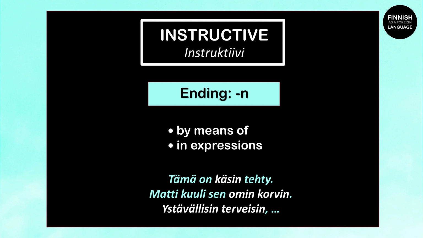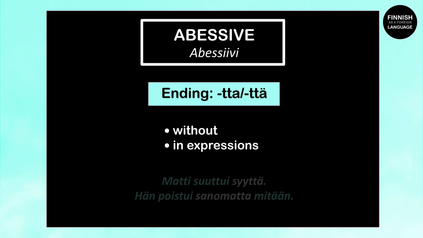Now we're moving on to the last case, which is the abessive, and it's ending either in -tta or -ttä with a double T. It means "without," and it's also used in some set expressions. For example, Matti suuttui syyttä means Matti got mad without any reason. So we focus here on the word syyttä, which means without a reason.